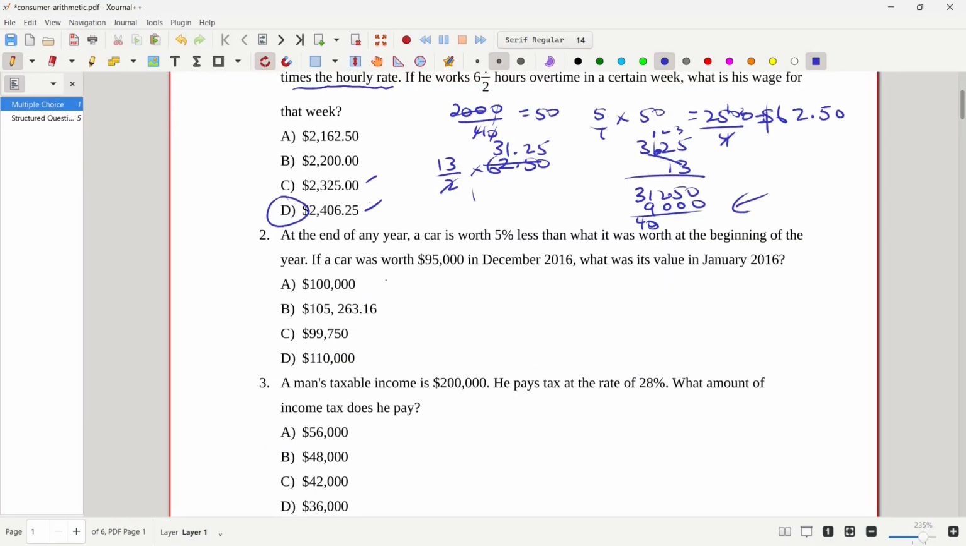All right, let's do number 2. At the end of any year, a car is worth 5% less than what it was worth at the beginning of the year. If a car is worth 95,000 in December 2016, what was its value in January 2016?